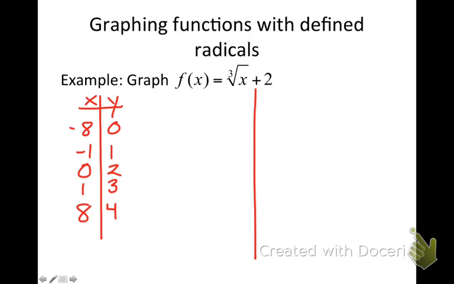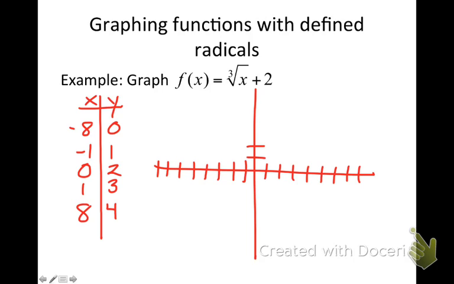So again, if we make a lazy graph, it looks like I need to go out 8, both left and right. 1, 2, 3, 4, 5, 6, 7, 8. 1, 2, 3, 4, 5, 6, 7, 8. 1, 2, 3, 4, 5.